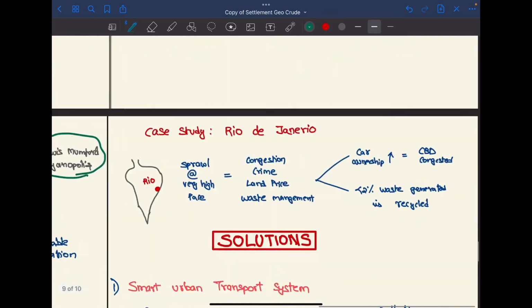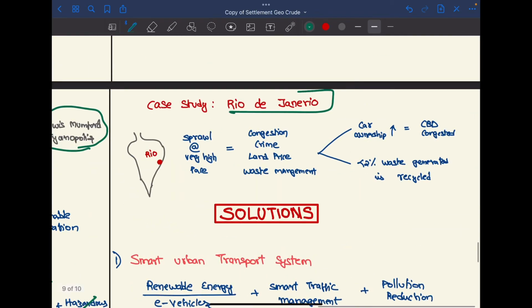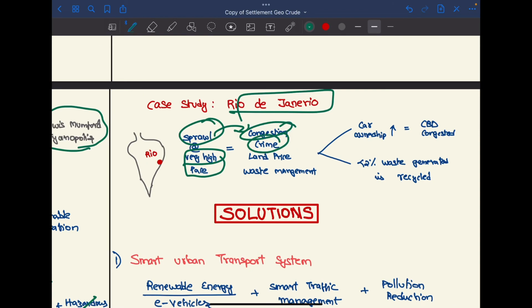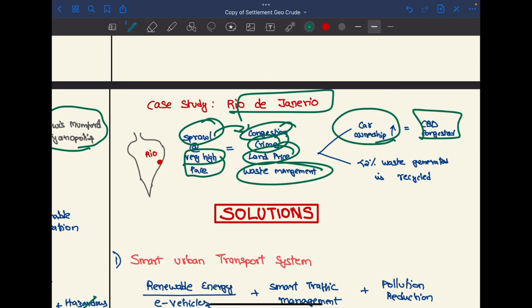Now let's do a case study of Rio de Janeiro, which has a sprawl problem with a very high rate. This sprawl will lead to congestion, crime, land price increase, and waste management issues. Also, car ownership has gone up, because of which the CBD is further congested, and less than 2% of waste generated is recycled. So this is the case study of Rio de Janeiro.